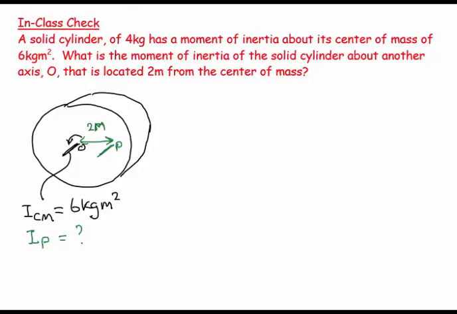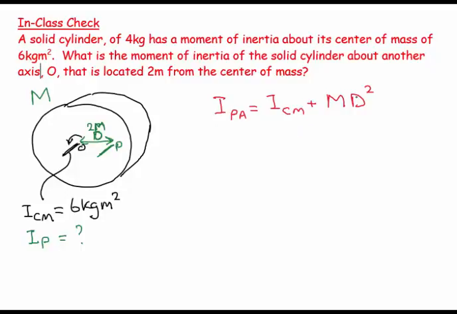And this actually is attacked using the so-called parallel axis theorem, which is that the moment of inertia about some axis, your parallel axis, is equal to the moment of inertia about your center of mass plus m times d squared, where m is the mass of the entire object and d is the distance between the two parallel axes.